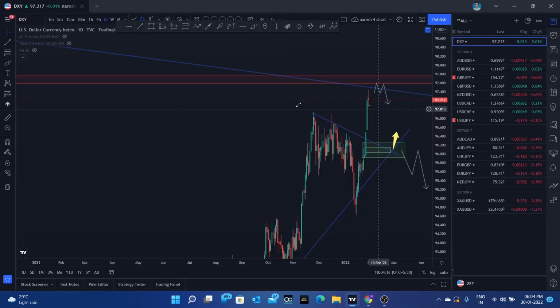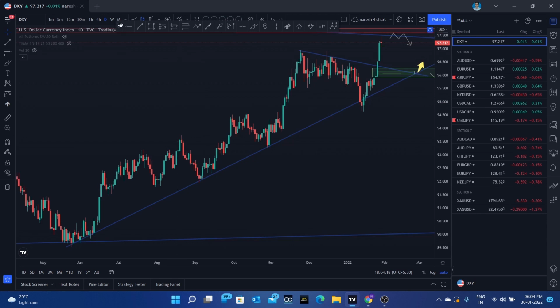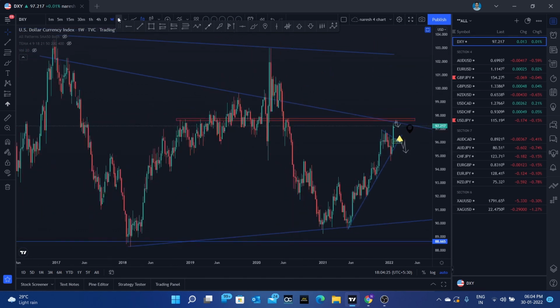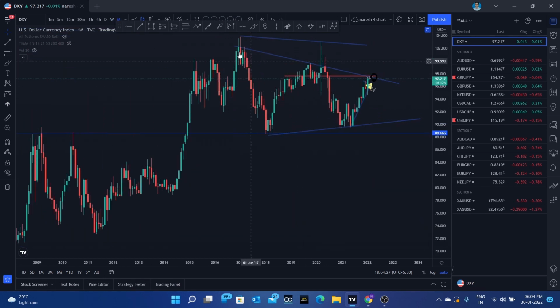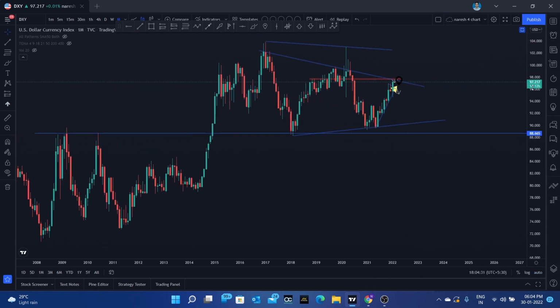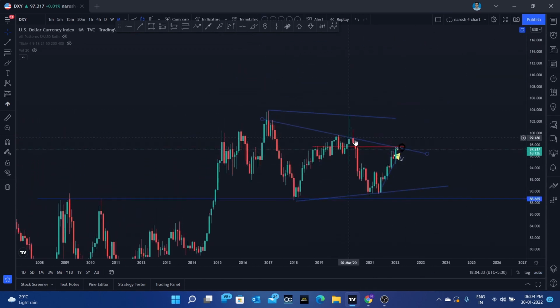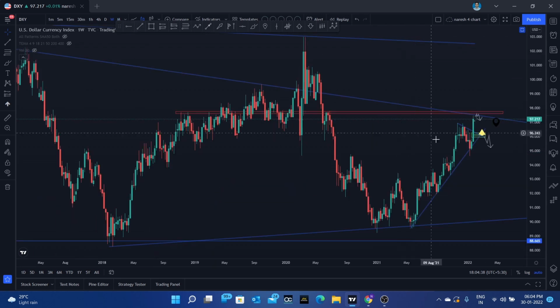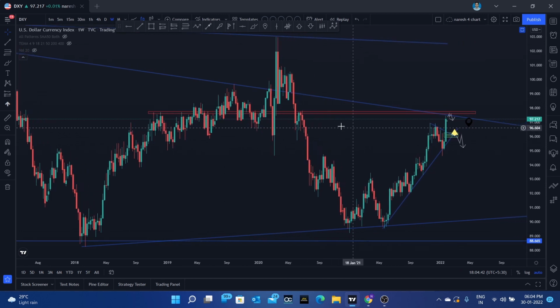So let's go to the chart. First, we will be going with the DXY, the US currency index. So in the weekly time frame, if we are going with the monthly time frame, you can see that. Let's show this one. Here you can see that we are having a red trend line, which is respecting the current price right now, and we are also having a major supply area here.